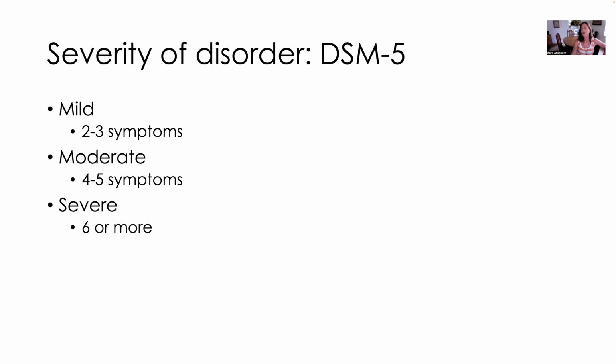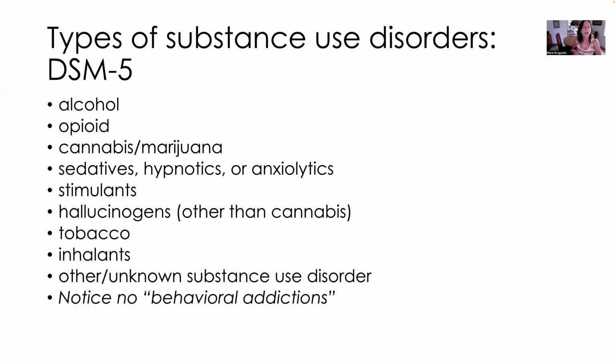And so we also classify, so there's a bunch of sub-classifications, for example, depending on what substance you are using. So we have, for example, alcohol use disorder, opioid use disorder, cannabis use disorder, and all of these different substances are named. There's also other unknown substances you can see at the bottom there.